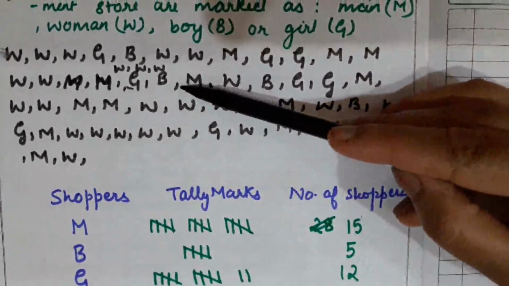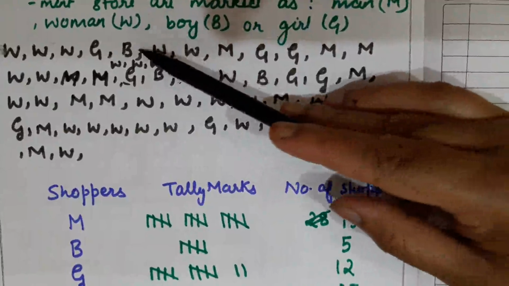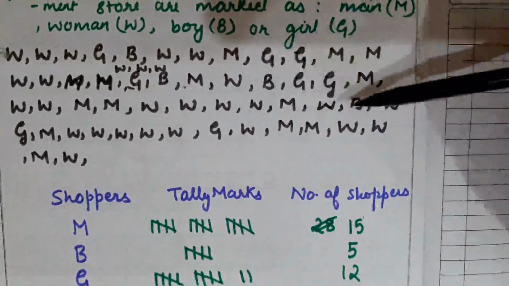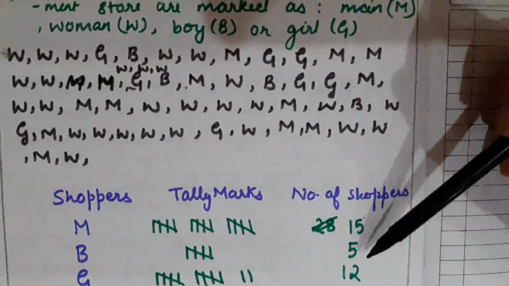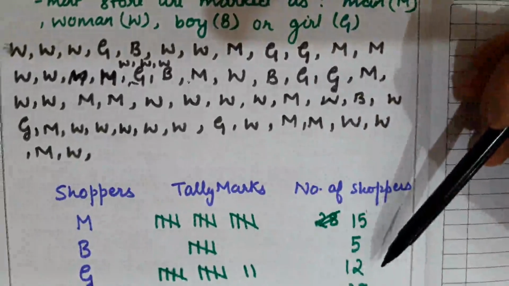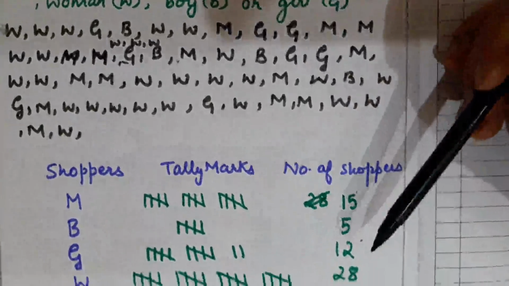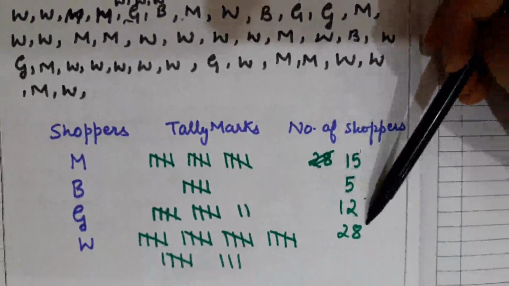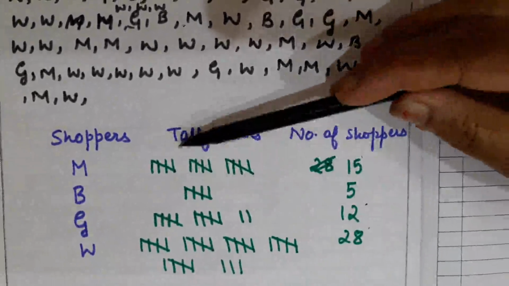In this same manner I have counted how many times boys are coming in this scattered information. Let's count 1, 2, 3, 4, 5. Five times they are coming, so 5 is here, represented as tally marks. In the same manner girls are coming 12 times, and women are coming 28 times. So all the data is represented as tally marks.